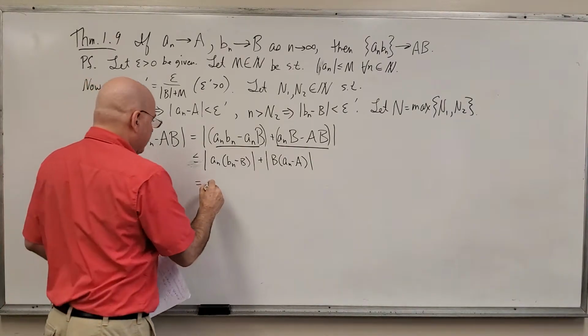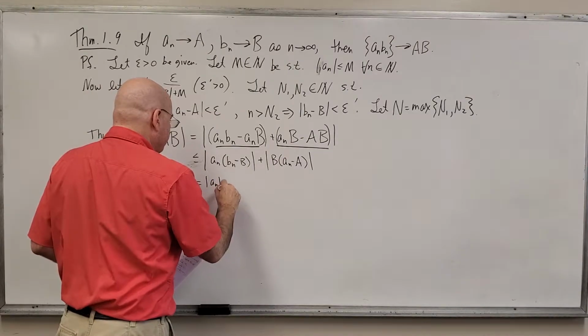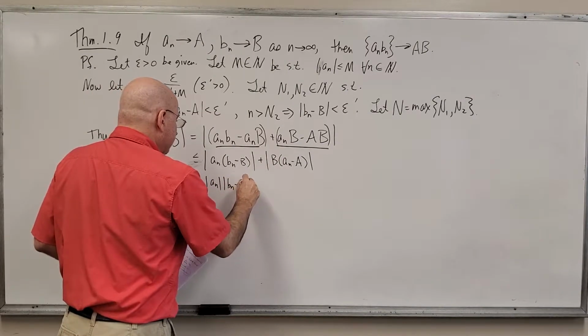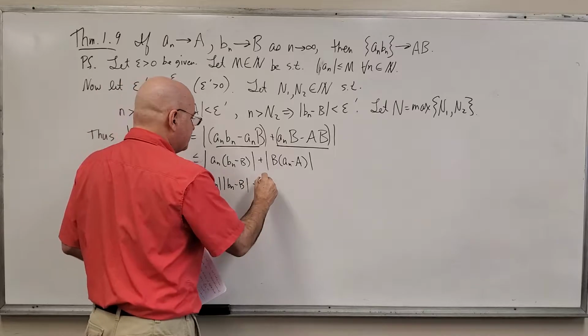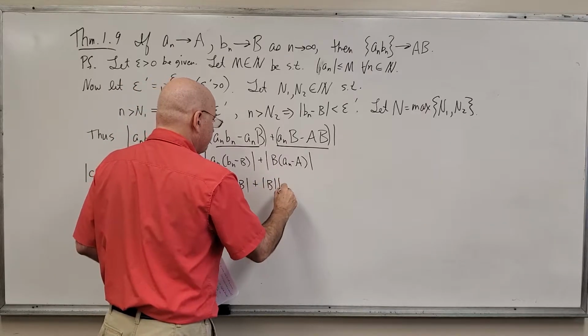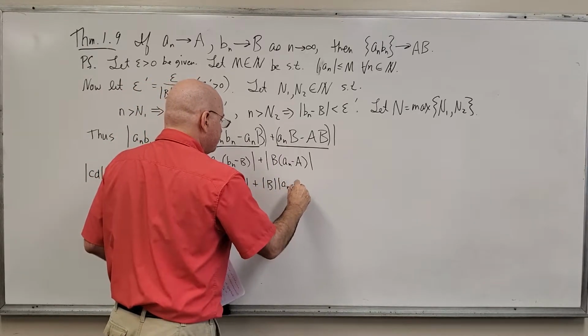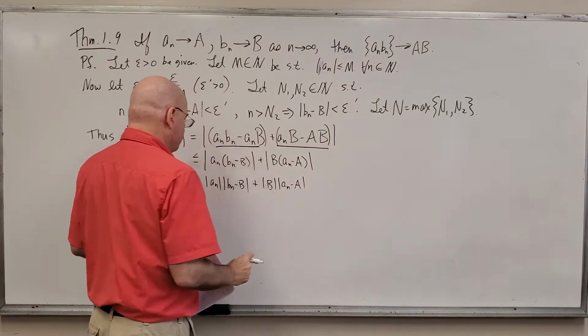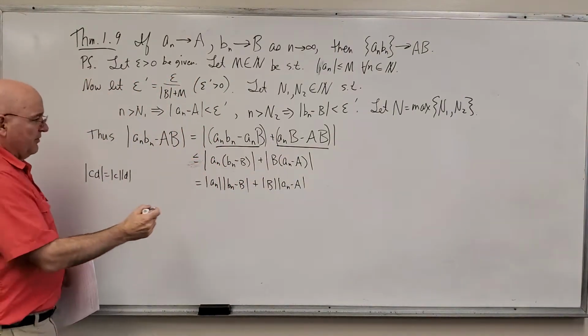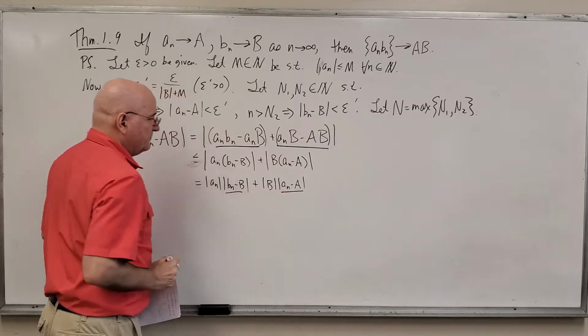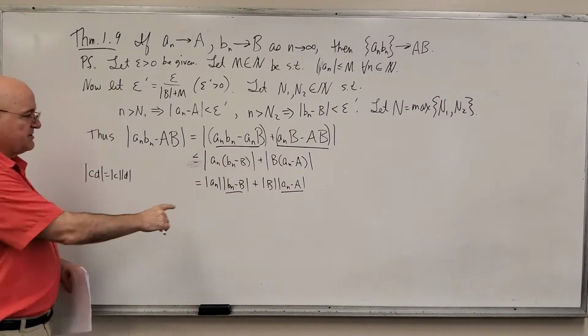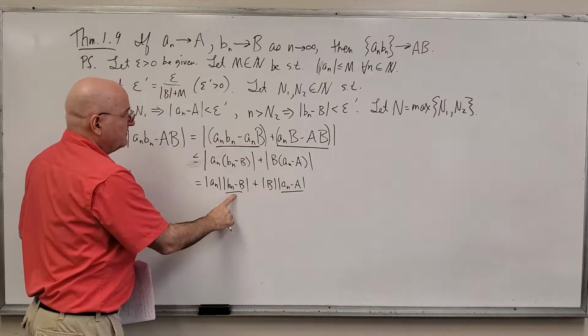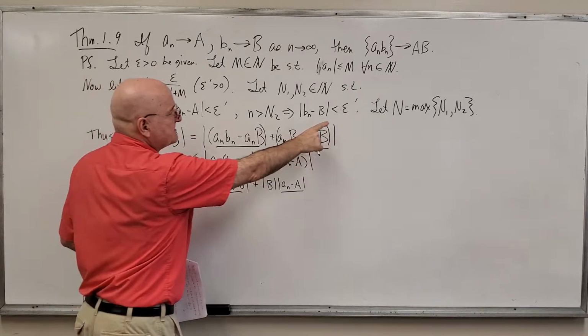So let's take out an by itself and bn minus b by itself plus, just like that. And you'll notice that these are looking familiar. We know upper bounds for both of these, right? Each one of these is less than epsilon prime.